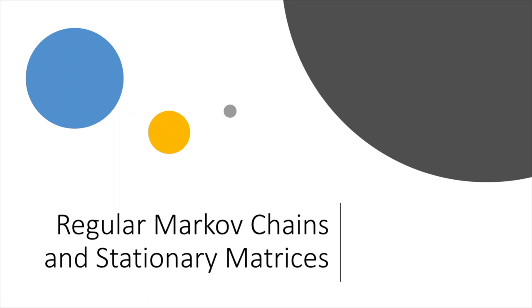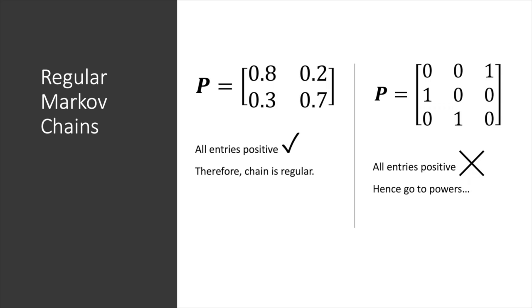So now let's look at what's called regular Markov chains. Regular Markov chains are useful because they all have a stationary matrix. A Markov chain is regular if some power of its transition matrix P has all positive entries. We already know that in our last example, that probability matrix was regular as it had all positive entries, and we have already found its stationary matrix.